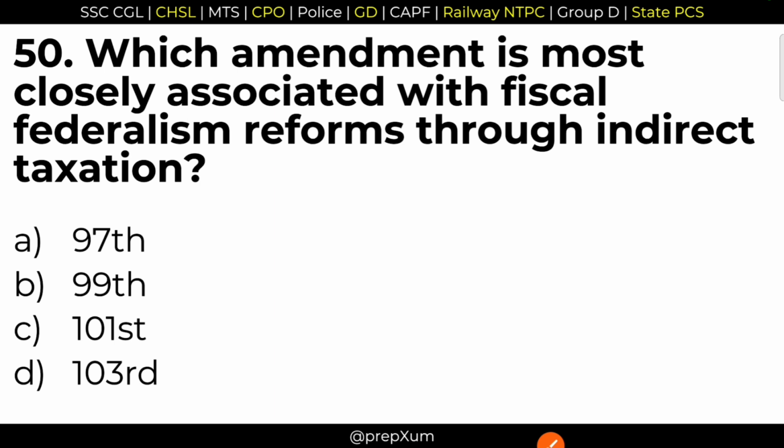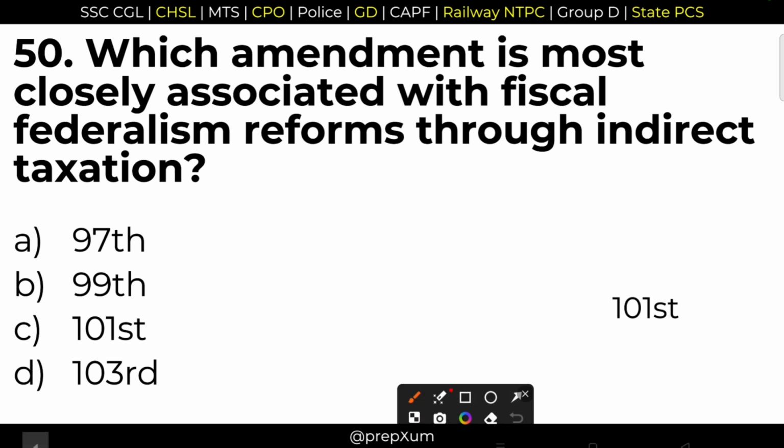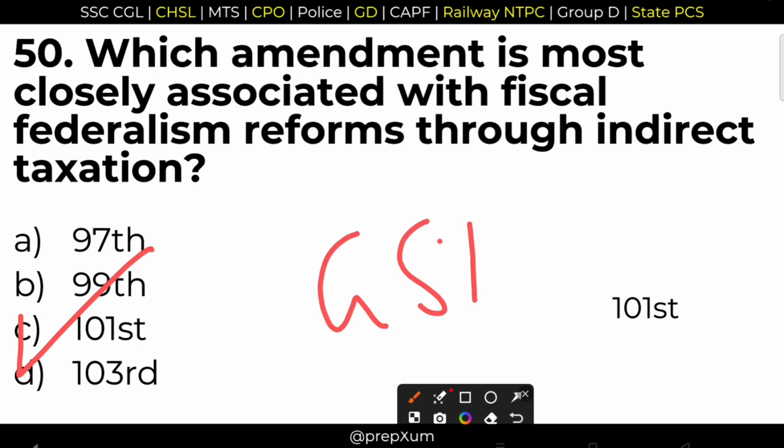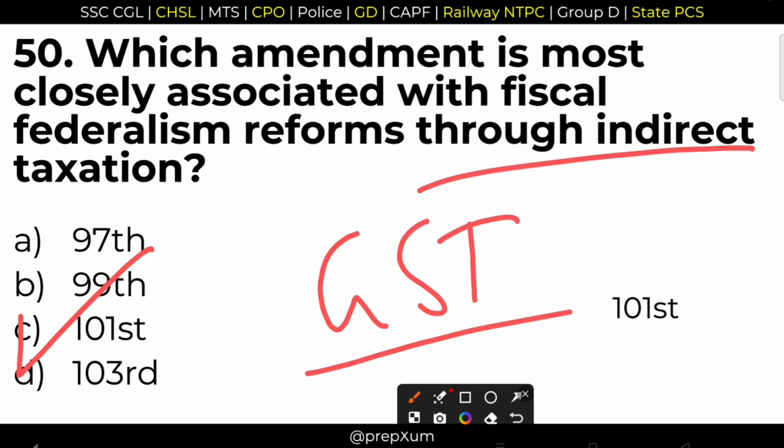50. Which amendment is most closely associated with fiscal federalism reforms through indirect taxation? It is nothing but GST. So right answer should be option number C. 101st Constitutional Amendment Act is associated with GST and it is nothing but an indirect tax.